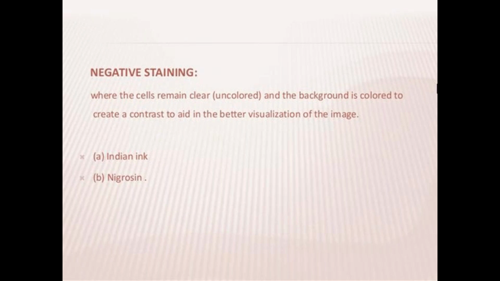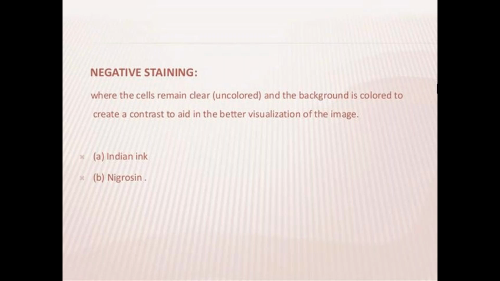And next, coming to the negative staining technique. Here, in the negative staining technique, the cells remain uncolored. Cells are uncolored and the background is colored. That means the colored background is mainly used for the visualization of uncolored microorganisms. And that is called negative staining.